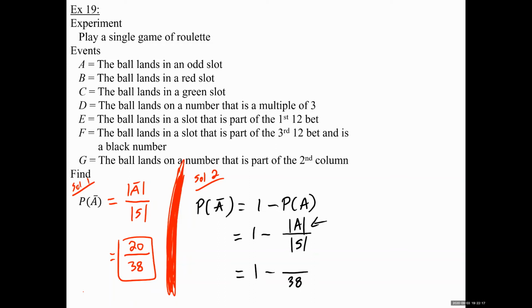So how many odd slots? 18. So it's 1 minus 18 over 38. Now you could just do that on your calculator.